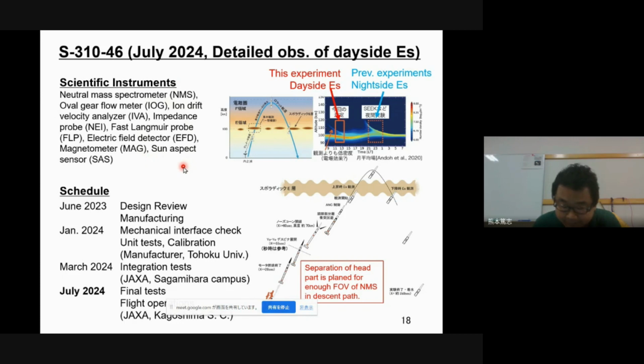And in the verification of wind shear theory in the C2 campaign, the ion velocity was not directly measured but estimated from neutral wind velocity and electric field. In this S31046 sounding rocket experiment, the theory will be verified in detail with more measured parameters. So we are now developing for the observation scheduled in July 2024, next year.